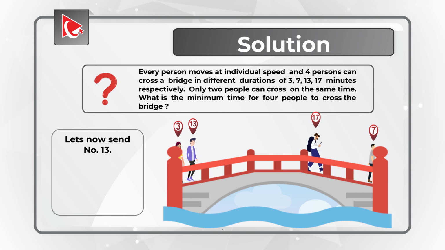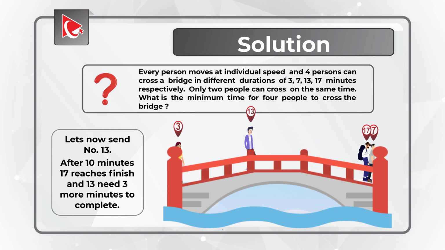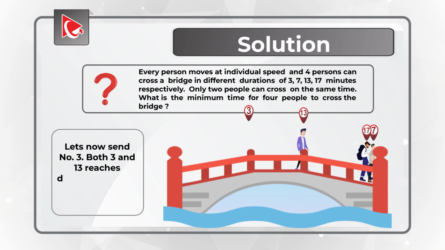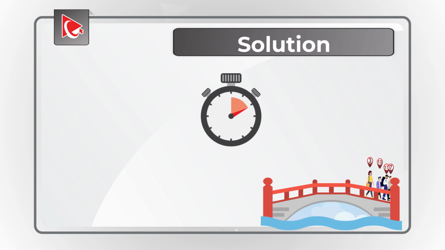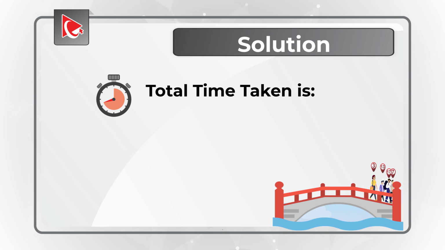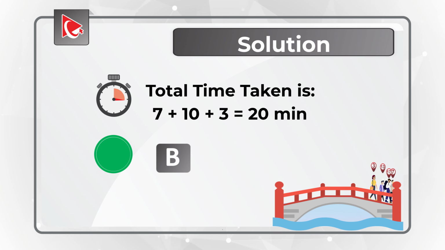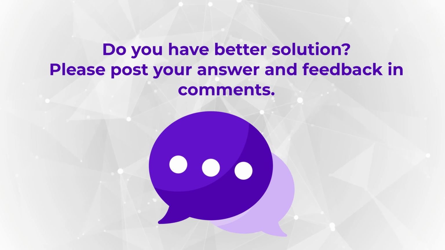Let's now send number 13. After an additional 10 minutes, number 17 reaches the finish line, and number 13 needs 3 more minutes to complete the travel. Let's now send number 3. Both number 3 and number 13 reach the destination at the same time, after an additional 3 minutes. And the total time it took for travelers to cross the bridge would be 7 plus 10 plus 3 equals 20 minutes. So the correct answer here is choice B, 20 minutes. Hopefully you've nailed this question and now know how to answer similar problems on the test.